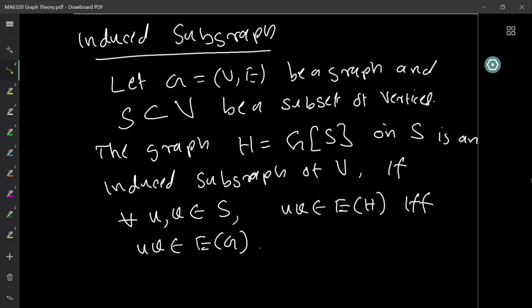So here is the definition of induced subgraph. Let G be a graph, and let us say that S is a subset of the vertices. Then the graph H, obtained as an induced subgraph on the vertex set S, is defined as follows: for every u, v in the subset S, uv belongs to the edge set of H if and only if uv belongs to the edge set of G. So whenever the edge is present in G, it is there in H also. So this is the induced subgraph.